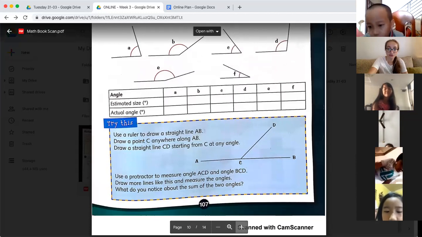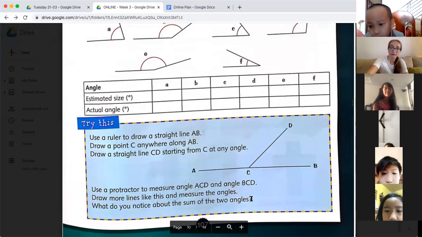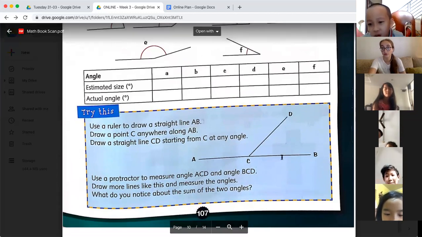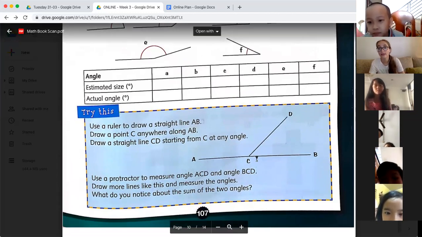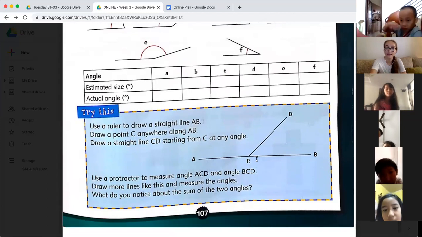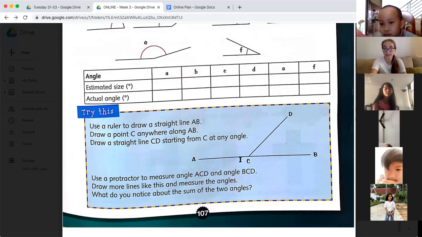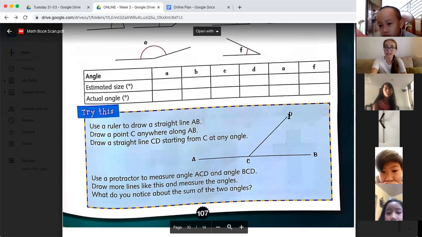And then the try this, you have to copy the shape, or you can use it in your book, or you can copy it into your notebook. And then they want you to measure this angle. So this one, ACD, and BCD. So you have 2 angles that you have to measure.